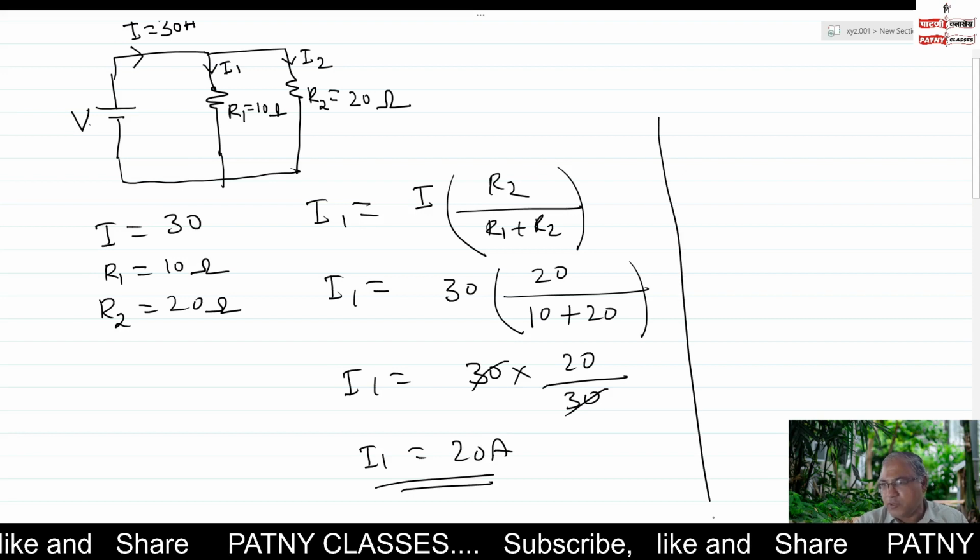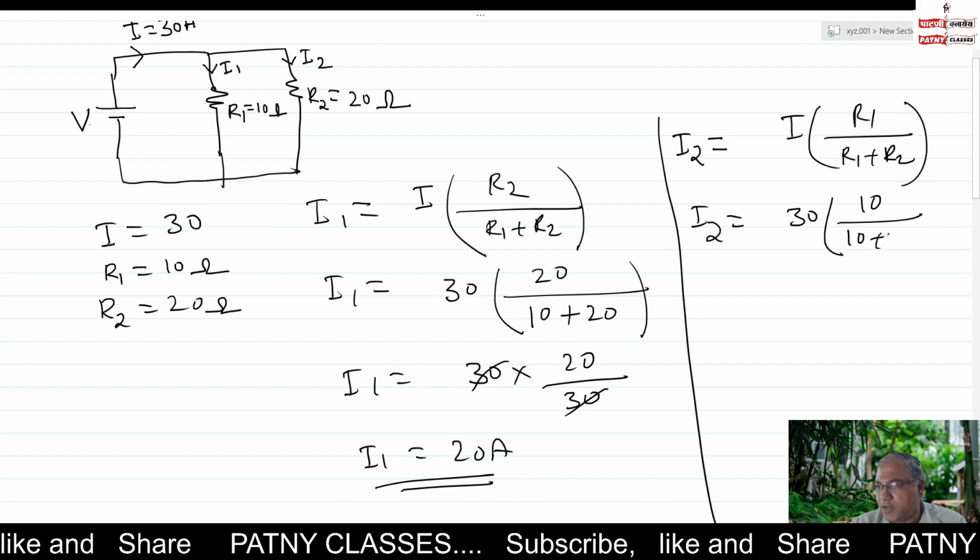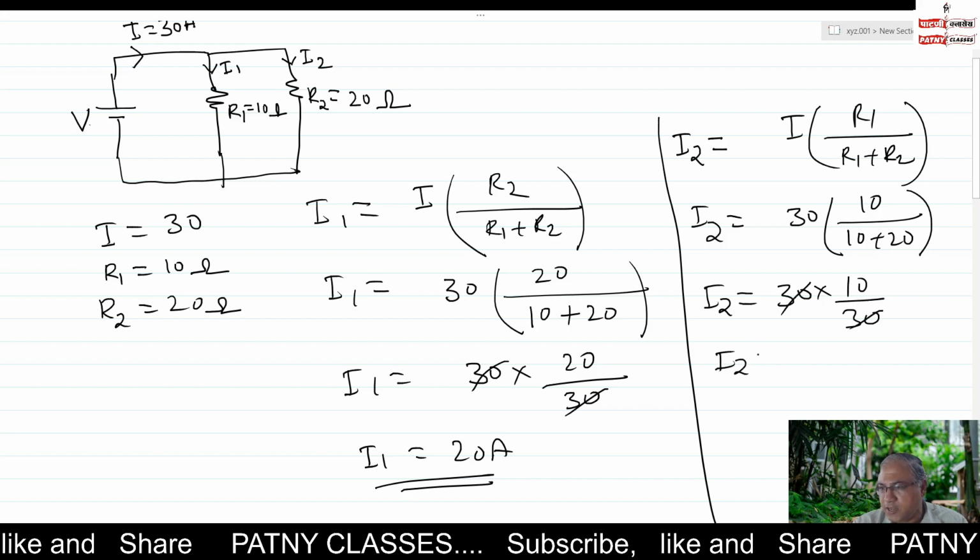Now by using the formula, we can easily find out I2 as well. I2 is nothing but I into R1 upon R1 plus R2. So I2 equals, what is I, nothing but 30, and R1 is 10, and R1 plus R2 is nothing but 10 plus 20. Therefore I2 equals 30 into 10 upon 30, the 30s get cancelled. I2 equals 10 amperes.